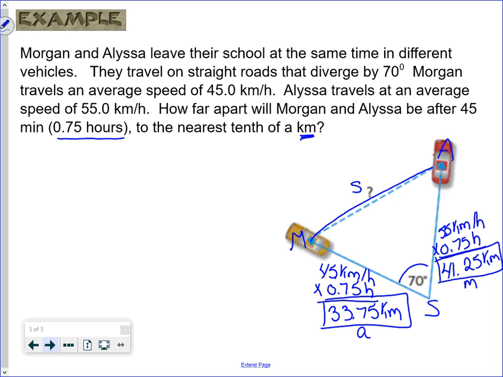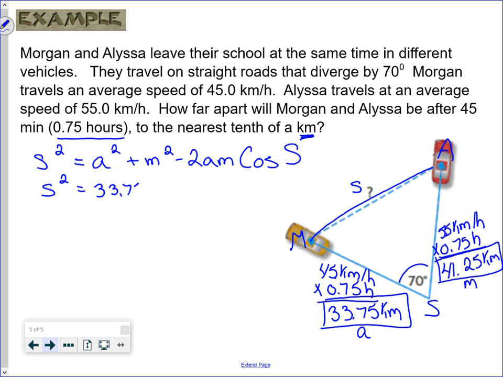So for our cosine law, we're looking for S, so we'll start with S squared, and this will equal A squared plus M squared minus 2AM times the cosine of angle S. So now we're going to substitute in what we know. So our A value is 33.75. We're going to square that. Plus our M value is 41.25 squared. Then we're going to subtract 2 times our A value, and we're going to multiply that by our M value, 41.25, times cosine of angle S, so the cosine of 70 degrees.